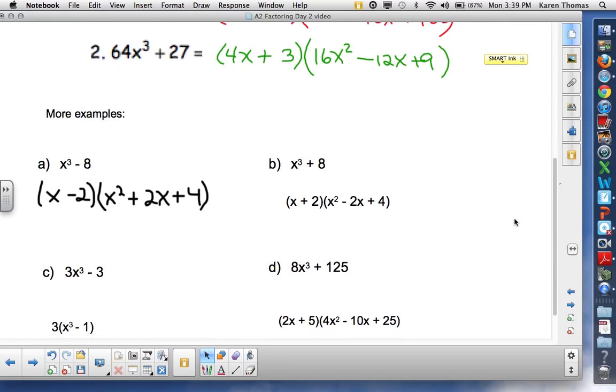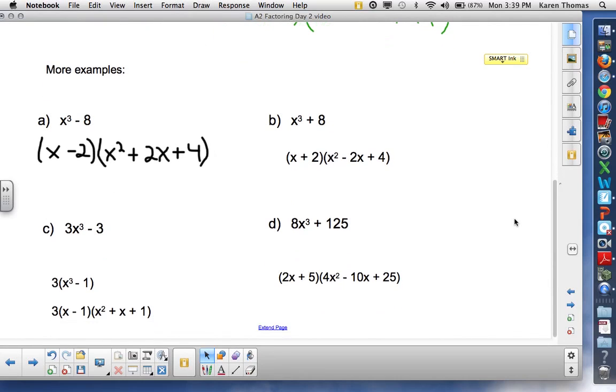And I have a couple more examples for you. If you'll notice, the one difference here is when I have 3x to the third minus 3. At first, I didn't think I could do that one until I saw that they have a greatest common factor. My greatest common factor is 3. So my first step was to factor out my greatest common factor, and I had 3 times x to the third minus 1.